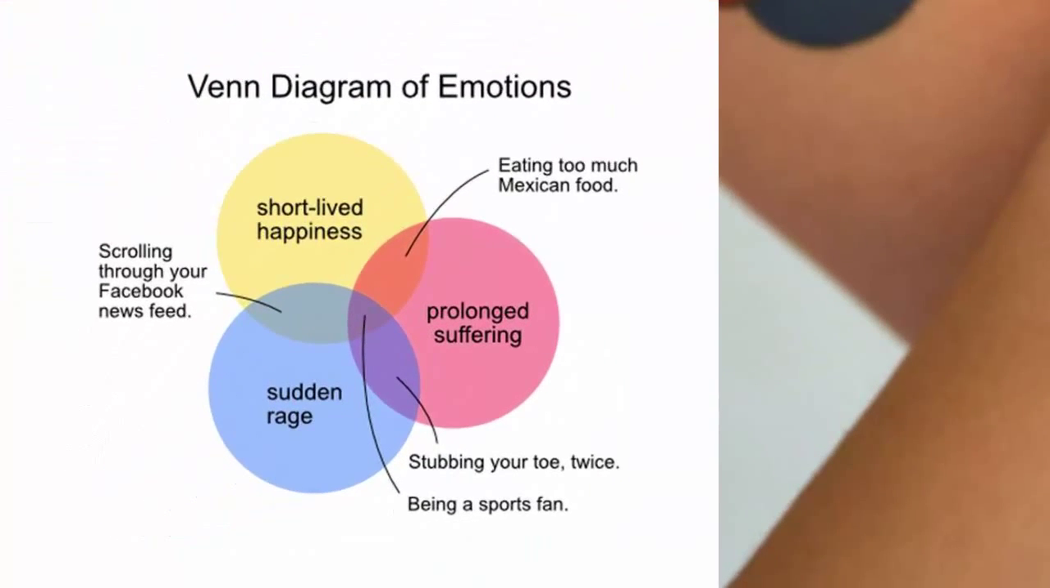We have a Venn diagram of emotions. Here we go. Short-lived happiness, sudden rage, and prolonged suffering. Well, apparently, at the intersection of these three emotions, if you like, is being a sports fan. In other words, if you're a sports fan, you can expect to suffer short-lived happiness, sudden rage, and prolonged suffering. Whereas, if you're only suffering from short-lived happiness and sudden rage, perhaps you're just scrolling through your Facebook newsfeed, and that is certainly an emotion I've felt before when scrolling through my own Facebook newsfeed.